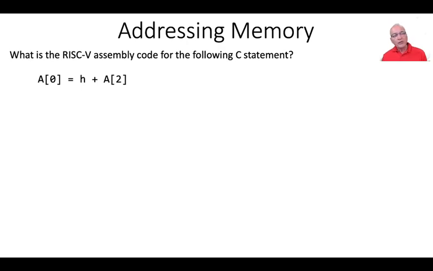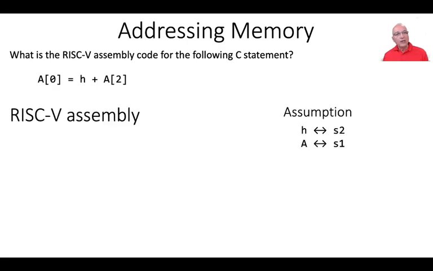So if we go back to our array example, let's consider that now I have a C statement where I want to add the element 2 of the array A to a variable age and put the result into the element 0 of the array A. So our assumption will be that variable age is in S2, and the base of array A, the address of the base of the array A, is in S1. That's what that notation means.